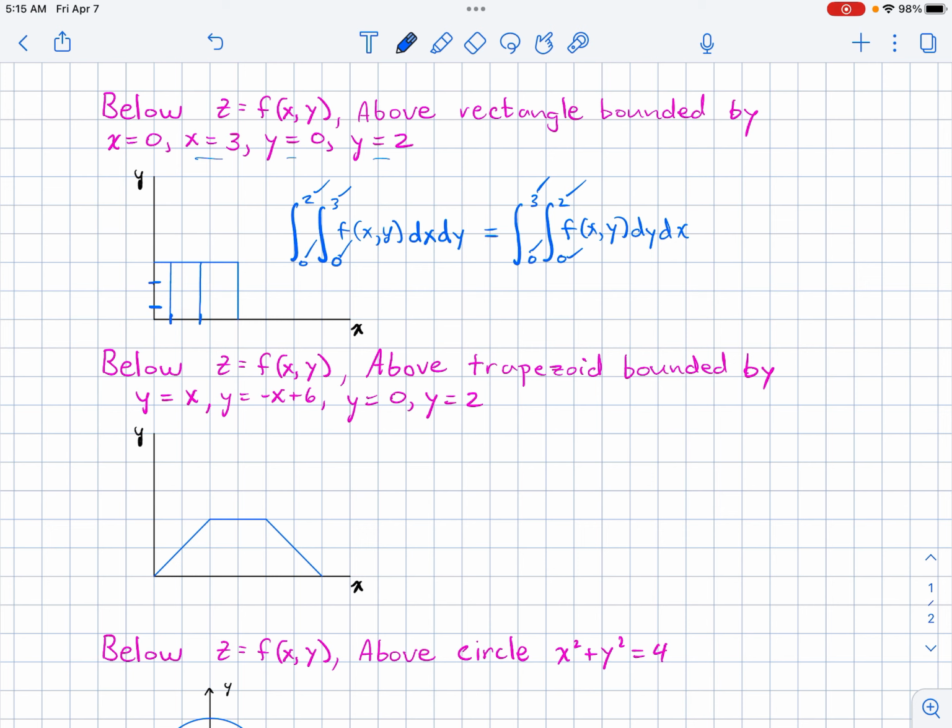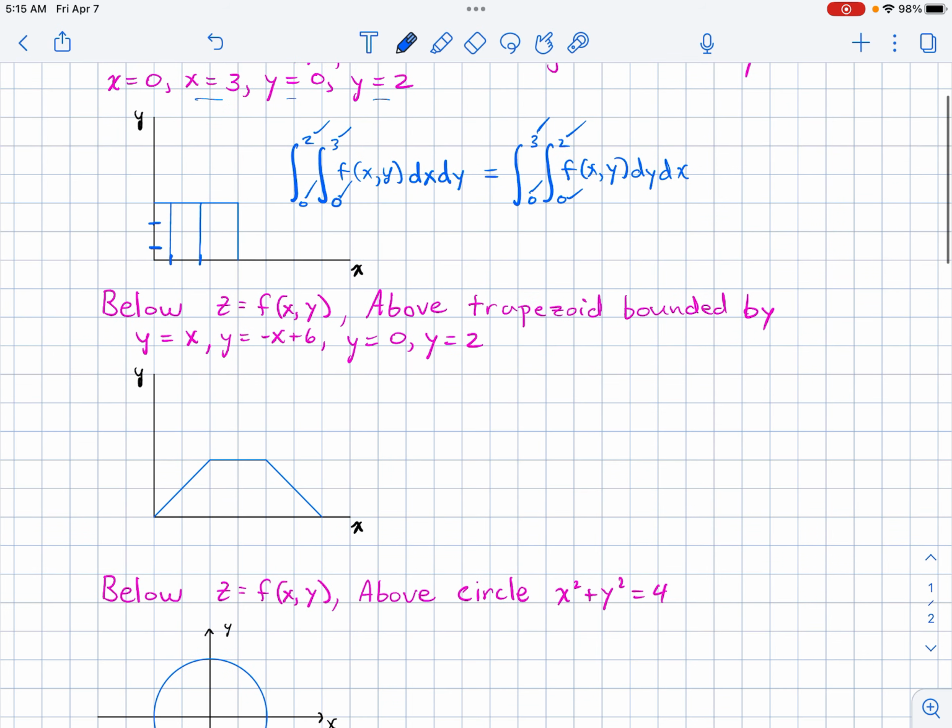Now, let's suppose that the region is not rectangular, and we're still using rectangular coordinates. So let's suppose that now we're integrating over a trapezoid. Okay, so same thing, we're underneath the z equals f of x y, but now we've got our bounds of integration defined by this trapezoid. So let's see what happens. Let's set up our double integral here. Now notice I've got a couple of options here.